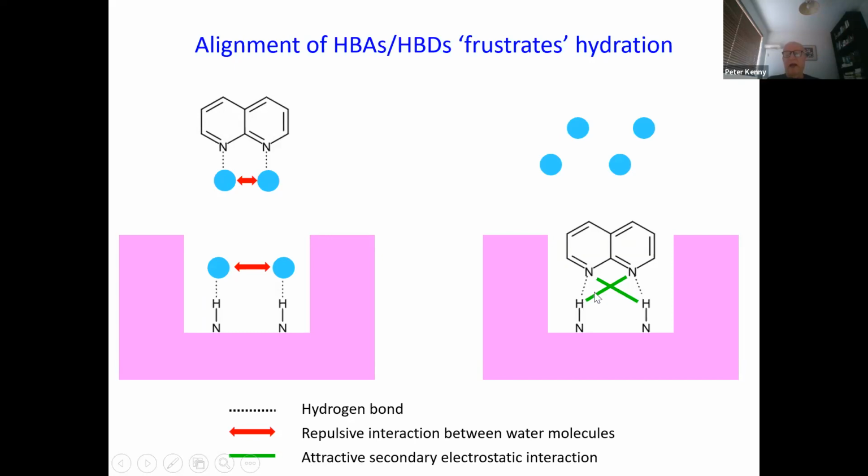And so my view is that in this case, the secondary electrostatic interaction is beneficial. But I still think probably the major factor is the frustrated hydration. It's very difficult to assess the different contributions of different factors to affinity. And maybe that's a whole different talk. But let's see how this works.